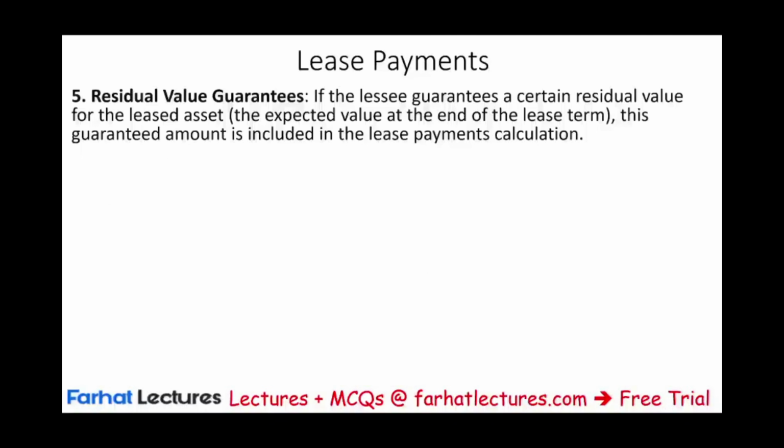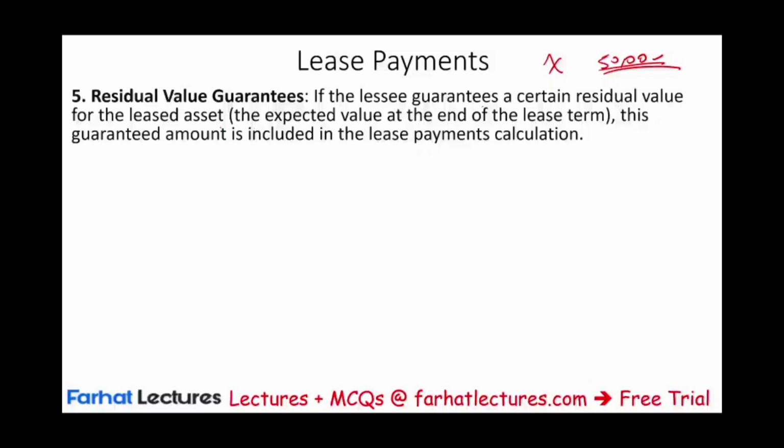Other lease payments, residual value guarantees. What is this? If the lessee guarantees a certain residual value for the leased asset, which is the expected value at the end of the lease term. So when you bring back this asset, whatever asset you are leasing, a piece of equipment, a vehicle, whatever you are doing, you guarantee that the value of this asset will be an X amount, $50,000. This guarantee amount is included in the lease payment calculation. Now, when do you include it and how do you include it? I'm going to explain.